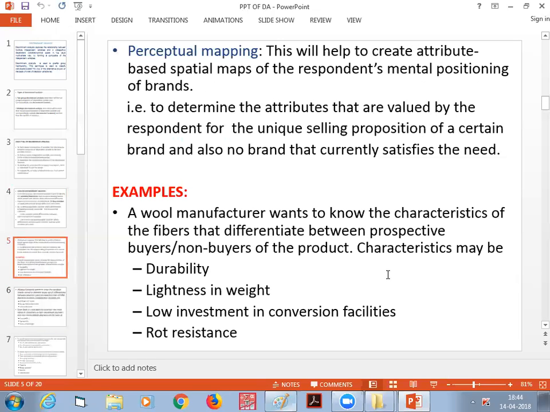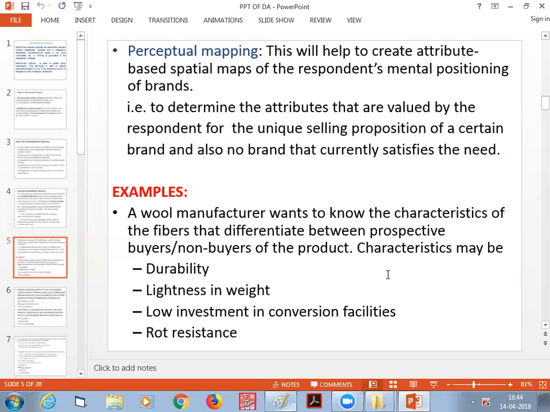Look at this one. Further, for classification purpose, a wool manufacturer wants to know the characteristics of the fiber that differentiate between prospective buyers and non-buyers of the product. So it is a wool manufacturer. Any product, this is one example I have taken. So that means the wool buyers. Okay. So what do they expect from this manufacturer? Durability of the wool, the lightness in the weight of the wool, the low investment in the conversion facilities where they are converting, rot resistance. Okay. So these are the important factors for a buyer to buy that wool.